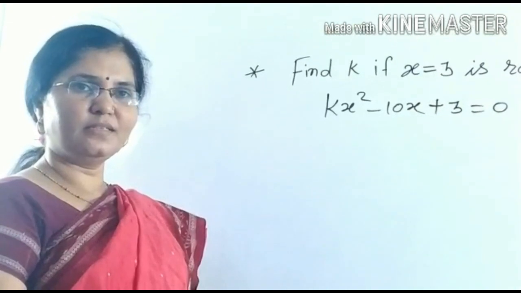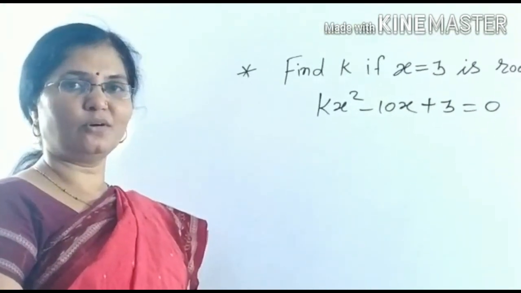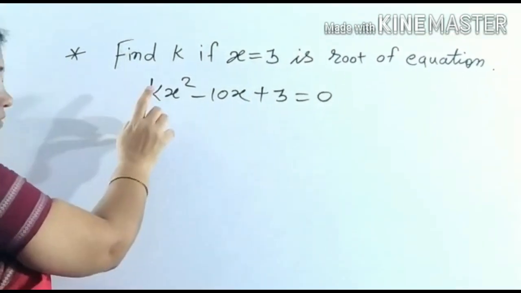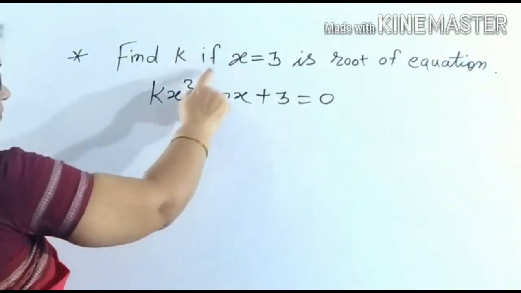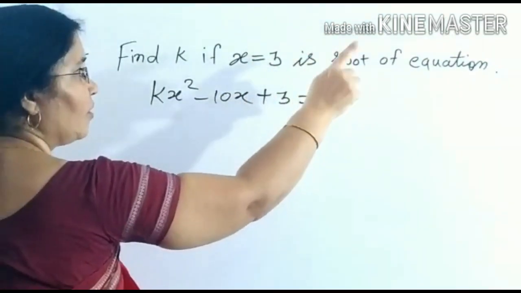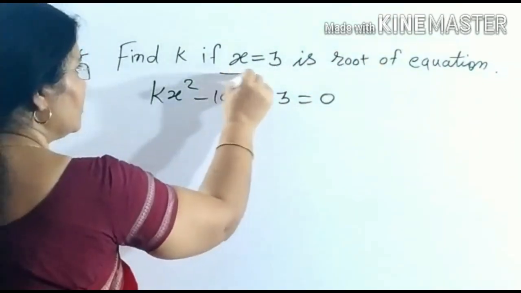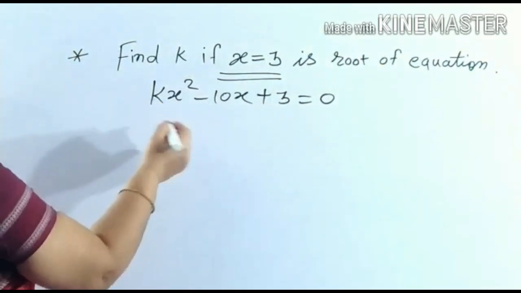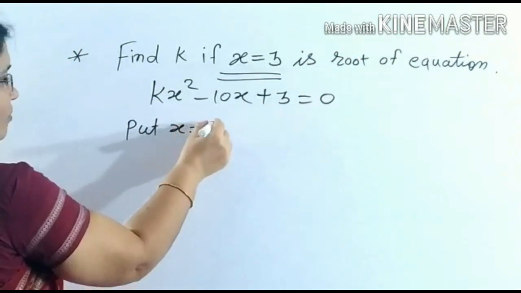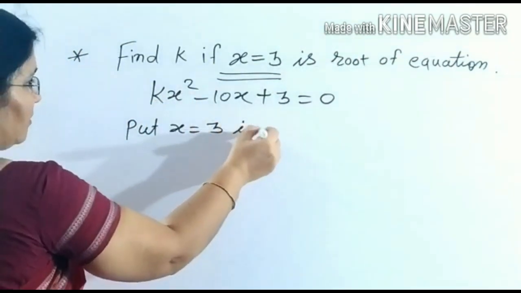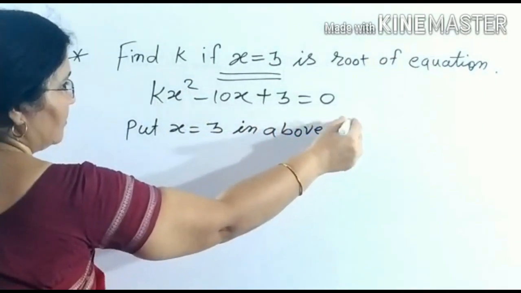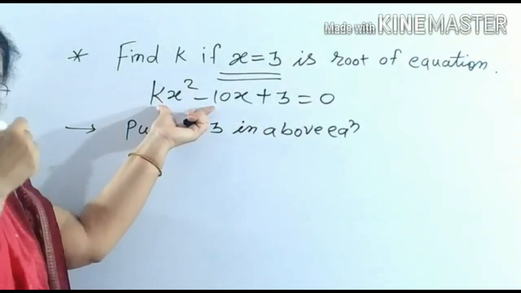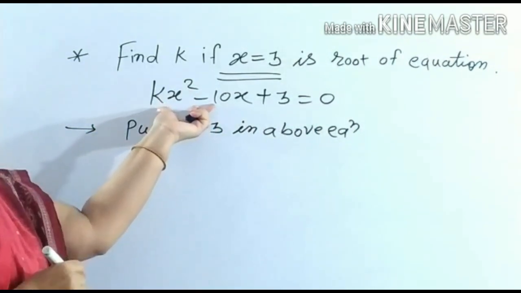This example is the application of knowledge of root of equation. See, find k. We want to get the value of k in this equation. If x is equal to 3 is a root of the equation, that means it satisfies the equation. So, put x is equal to 3 in the above equation. We have to put x is equal to 3 in this equation because it satisfies the equation. That means it is the solution of the equation.